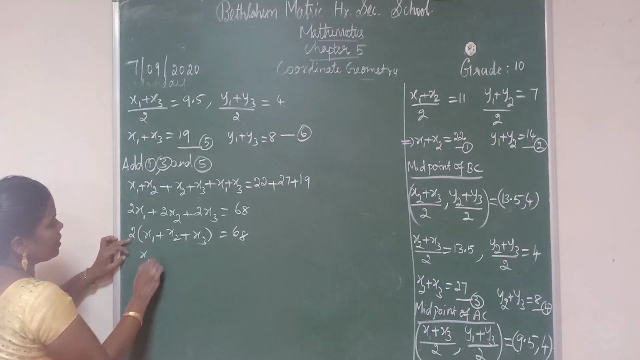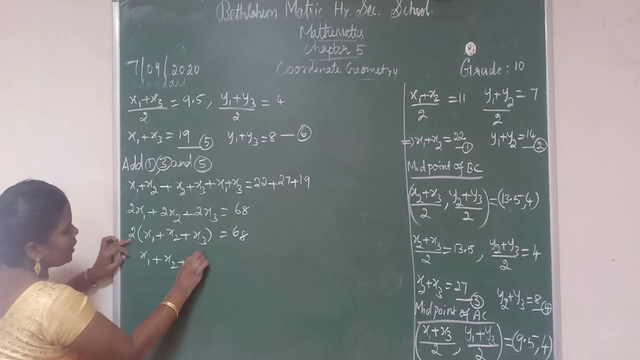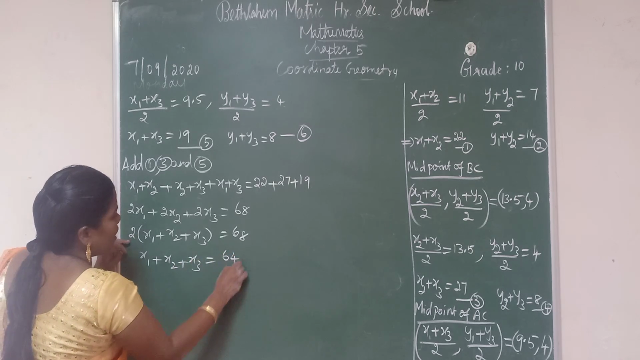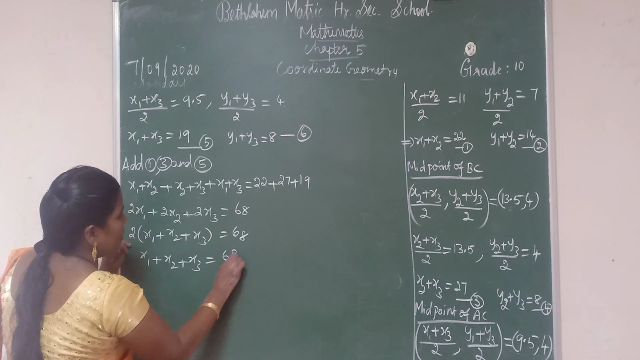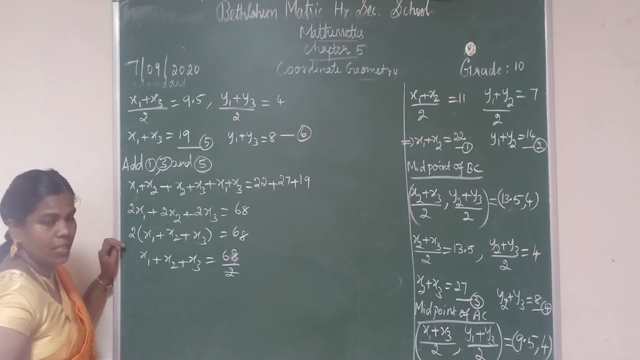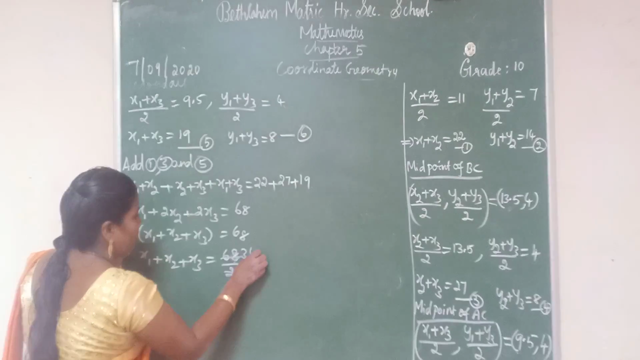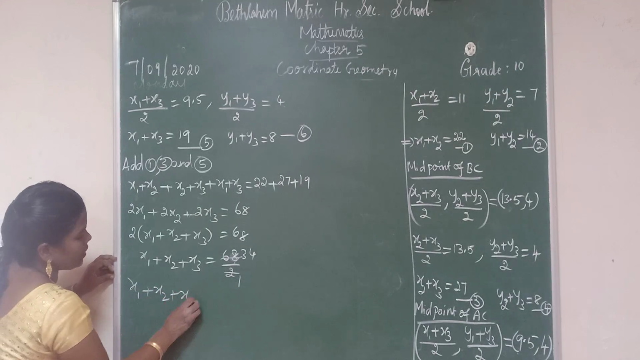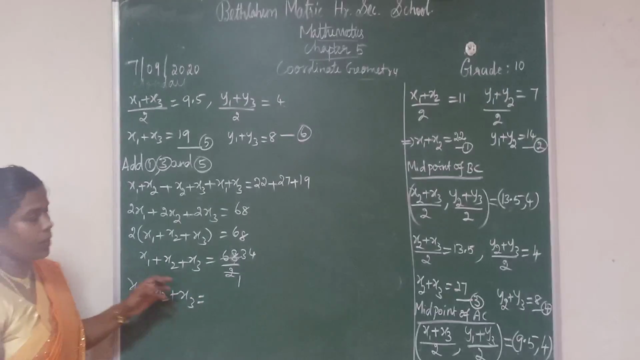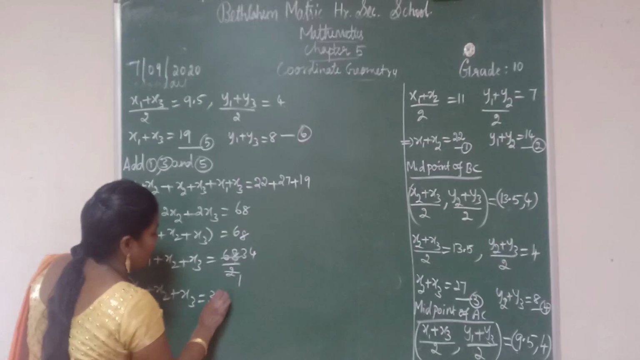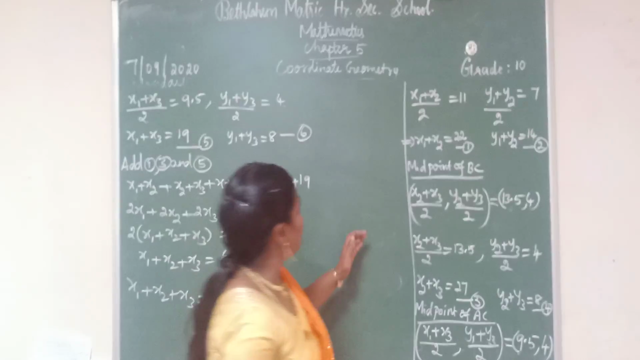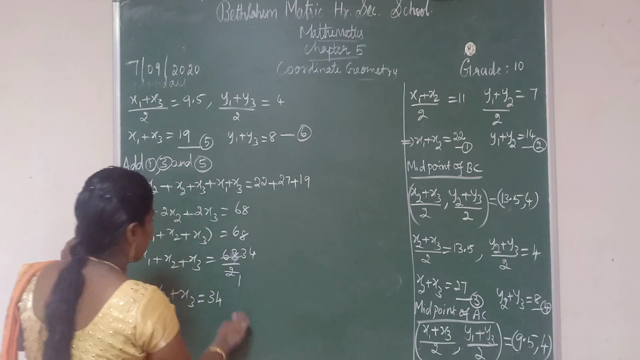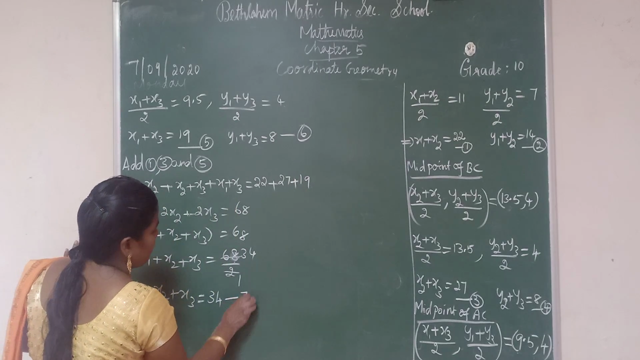So x1 plus x2 plus x3 is equal to 68 divided by 2. Cancel it: 2 times 1 is 2, 2 times 3 is 6, 2 times 4 is 8. So x1 plus x2 plus x3 is equal to 34. Already we have equation number 6, and it gives equation number 7.